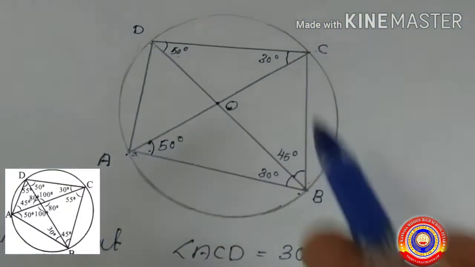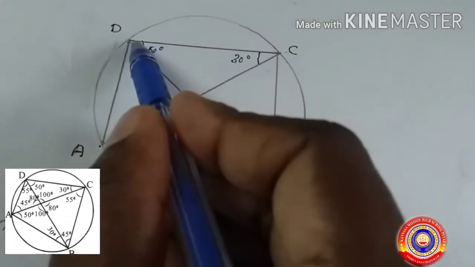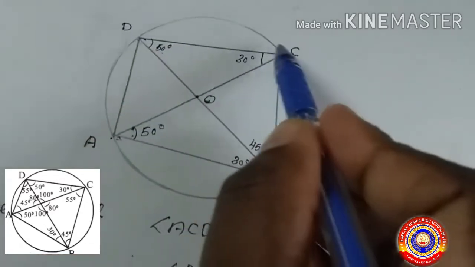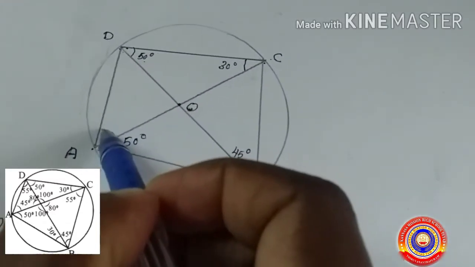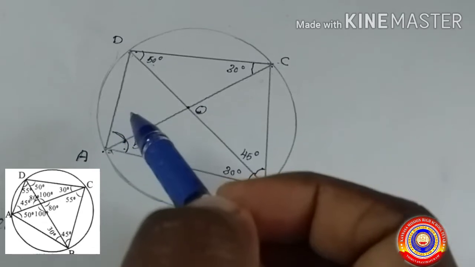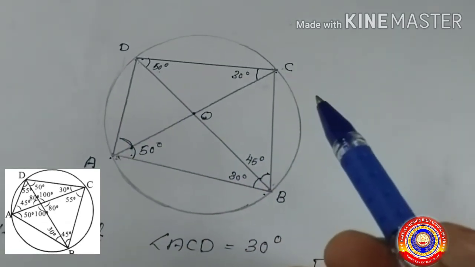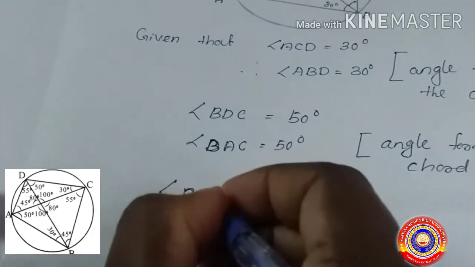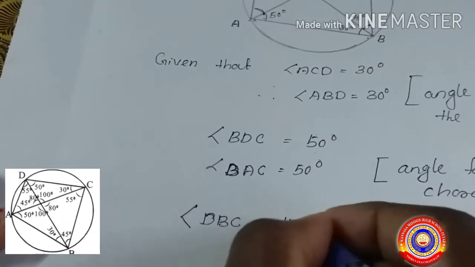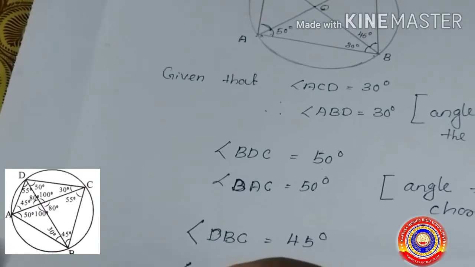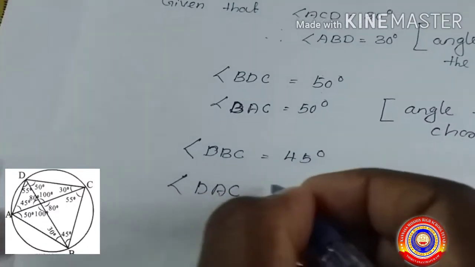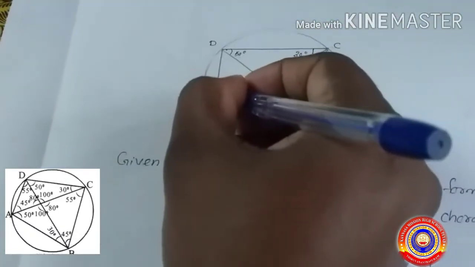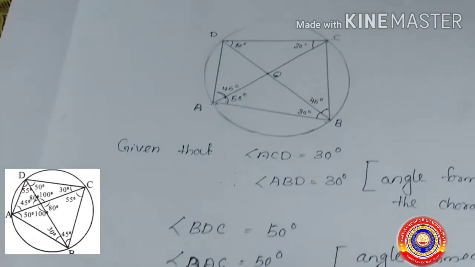Next, given that angle DBC equals 45 degrees, so angle DAC is also 45 degrees, because they are formed from the same chord DC. So we can write angle DBC equals 45, therefore angle DAC equals 45. Both are formed from the same chord DC.